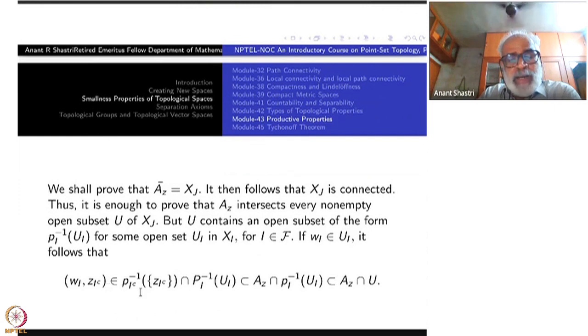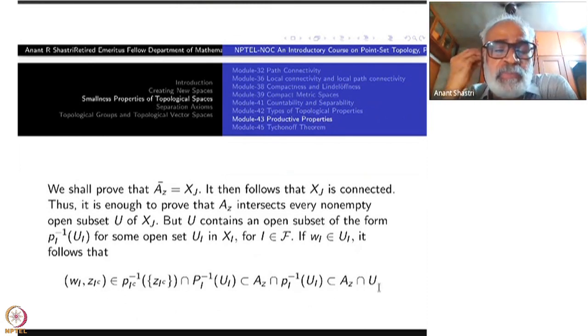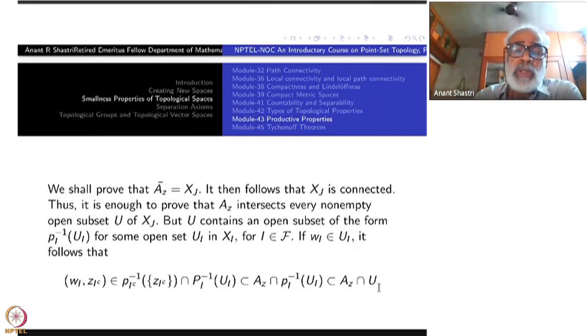This point is clearly inside PIC inverse of ZIC, because its IC coordinates are this point. So it is inside this one. Also, it is inside PI inverse of UI, because this WI is inside UI. So it is in the intersection. But the first set is contained inside AZ. The second set is contained inside U. So the whole point is contained inside AZ intersection U. That is the end of the proof. Why? Because starting with U, I have shown that AZ intersection U is non-empty.